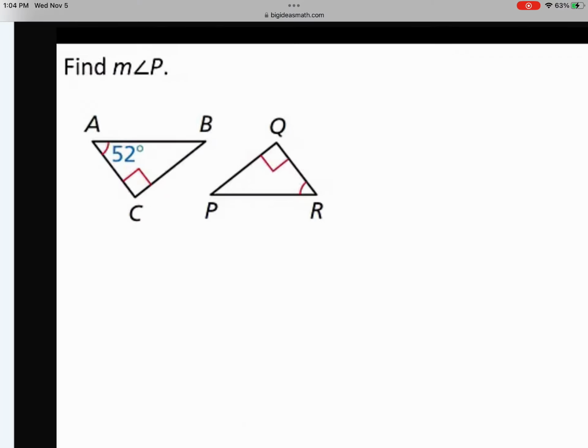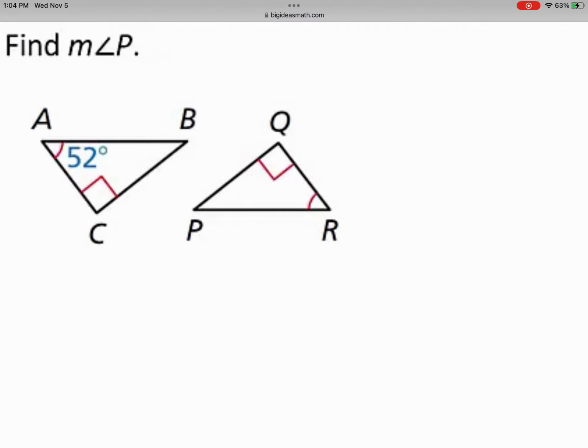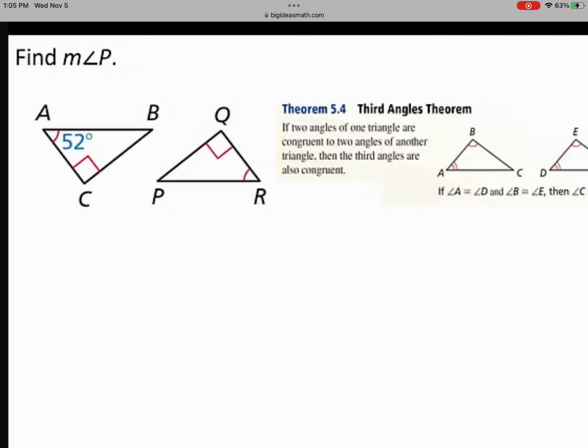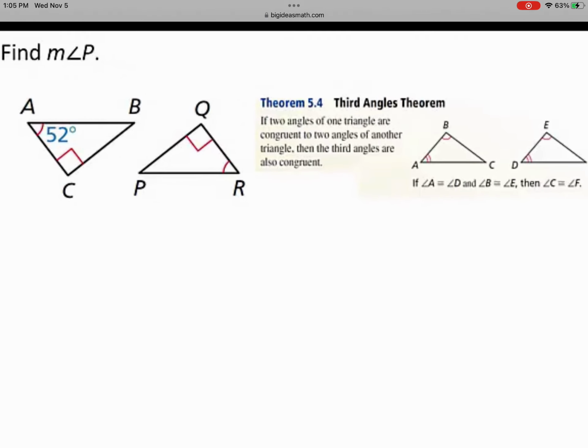Find the measure of angle P. To find the measure of angle P, you can first use the third angles theorem. This theorem states that if two angles of one triangle are congruent to two angles of another triangle, then the third angles are also congruent.